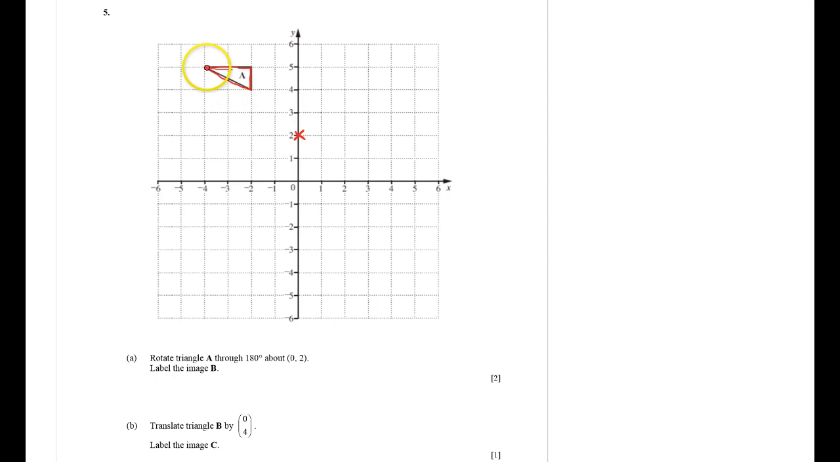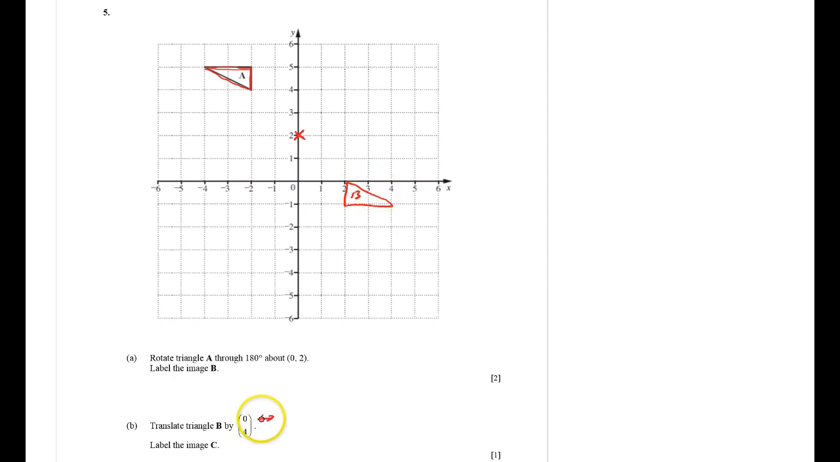The top line here is horizontal, so it's going to end up being horizontal, and it's going to end up going to here. If you're not sure, just try it and check. What does it say? Label it B. So label it B. Next we have to translate it by 0,4.